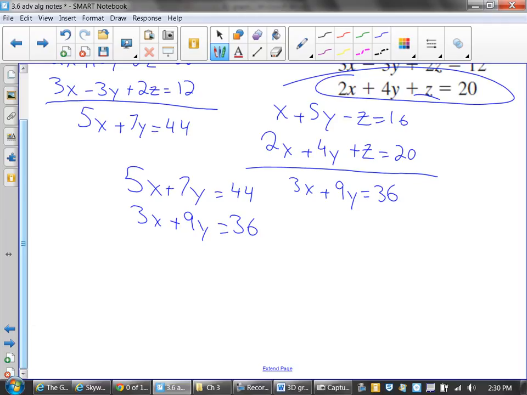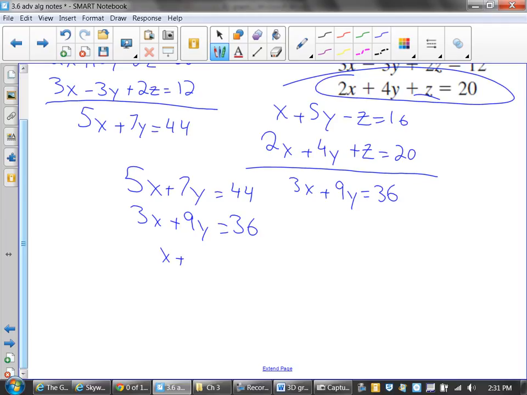What I'm seeing in this problem right now is that I have x and y in two equations. There's one method that makes this a little bit easier than another. In this case here, can I divide the bottom equation by 3?